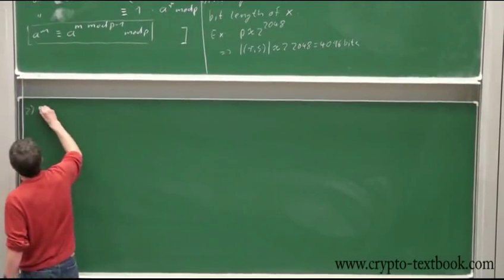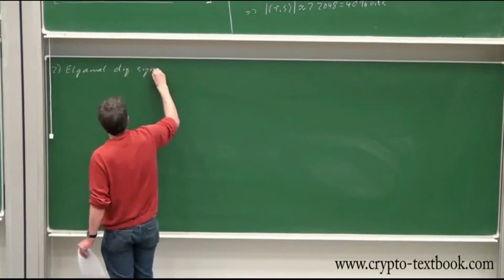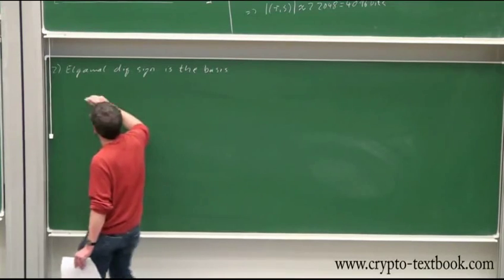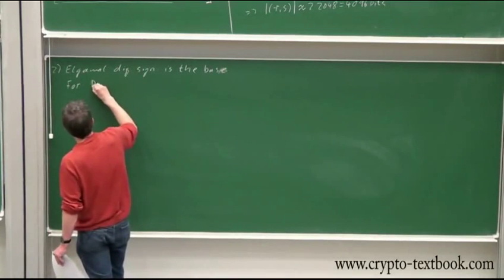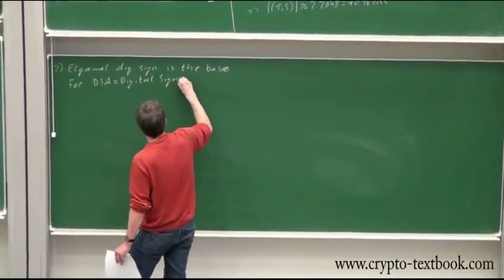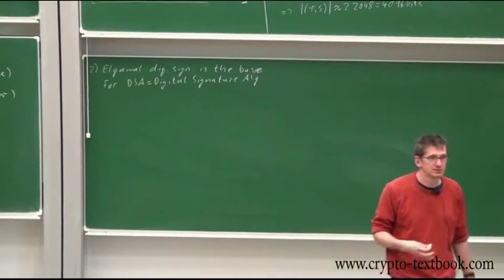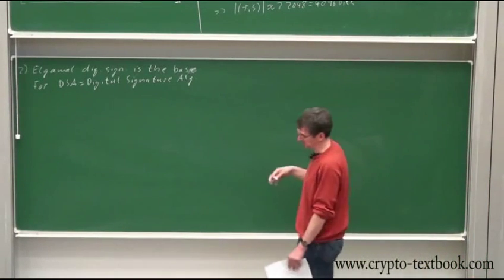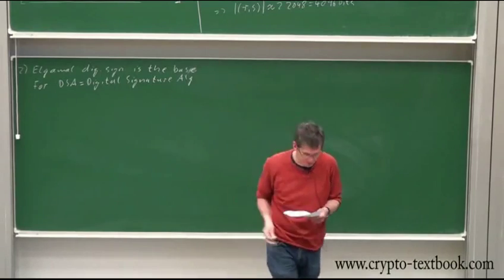Second remark: the Elgamal digital signature is the base for DSA, which is a very popular digital signature algorithm, widely used. There's RSA out there in the world, which is probably the most popular signature algorithm. And then there is DSA, and there's an elliptic curve version of that. So DSA is quite popular, and it's based on what we just did.